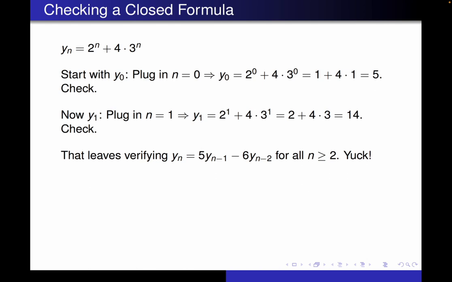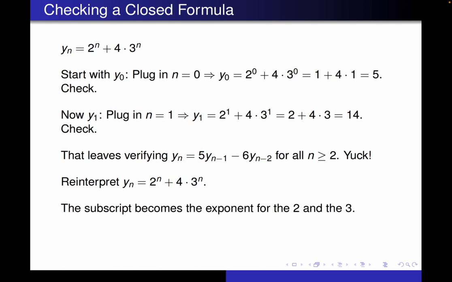All right, yeah, that is not going to be a whole lot of fun, but what will be helpful to us is if we reinterpret this formula and see what it's telling us in a general way. When I say that y_n is equal to 2 to the n plus 4 times 3 to the n, what that formula is really telling me is that for any old subscript, that's what n is, that subscript on the left side is going to have to show up in the exponent of 2 on the right-hand side, and also the exponent of 3 on the right-hand side.